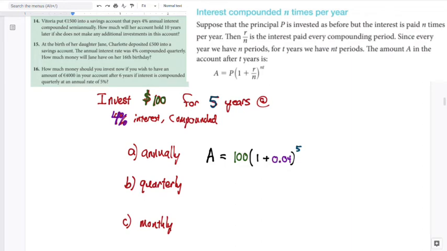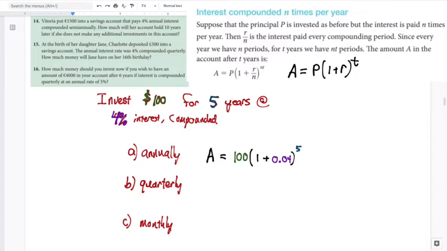So in other words, if you're only going to compound annually, just making n equal to 1 is just going to be the principal investment, 1 plus the interest rate to the t power. So you can see here, I just make n equal 1 in both cases, and we get a more simplified formula, and that's what I applied here.